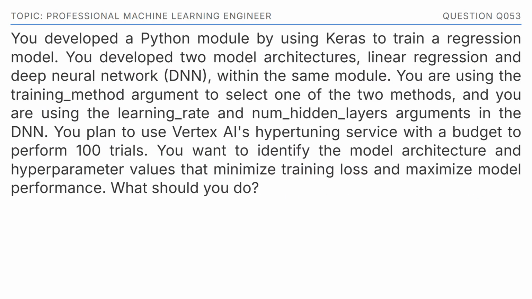You developed a Python module by using Keras to train a regression model. You developed two model architectures, linear regression and deep neural network, DNN, within the same module. You are using the training_method argument to select one of the two methods, and you are using the learning_rate and number_hidden_layers arguments in the DNN. You plan to use Vertex AI's hypertuning service with a budget to perform 100 trials. You want to identify the model architecture and hyperparameter values that minimize training loss and maximize model performance. What should you do?